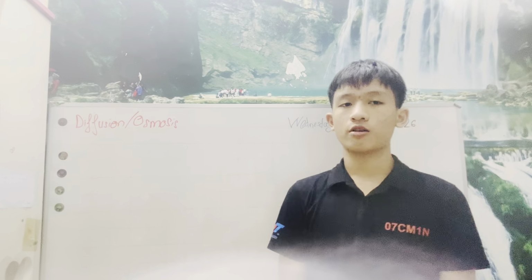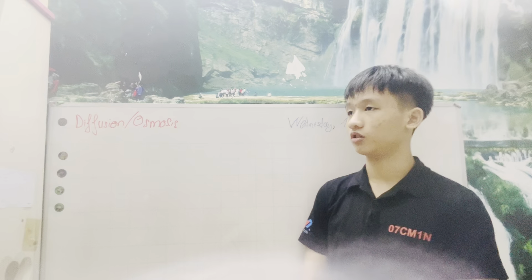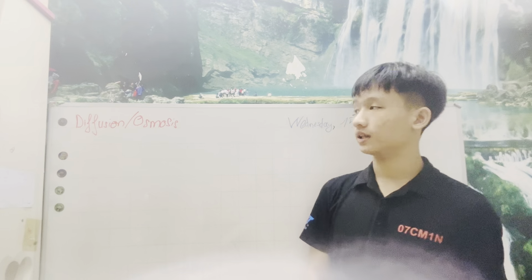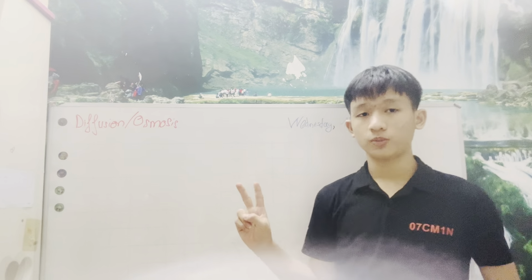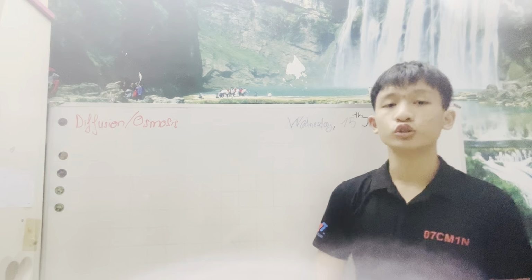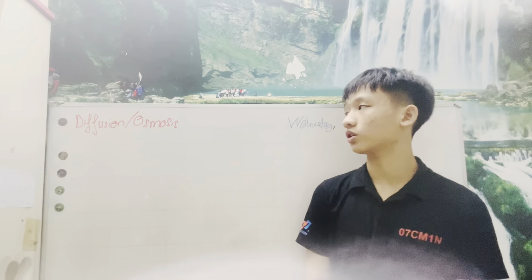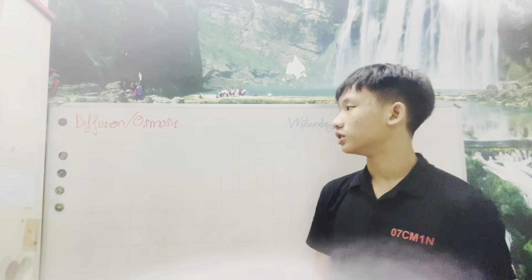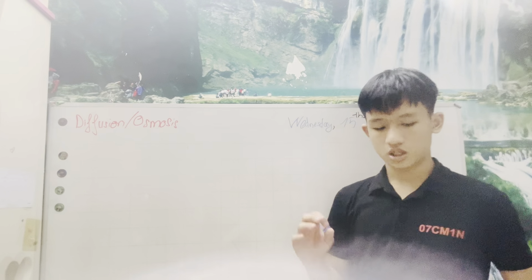Today we're going to talk about science. It's called a part of the cells. And in that part, we're going to talk about two parts. The first part is called diffusion, and the second part is called osmosis. So we're going to talk about each slowly.